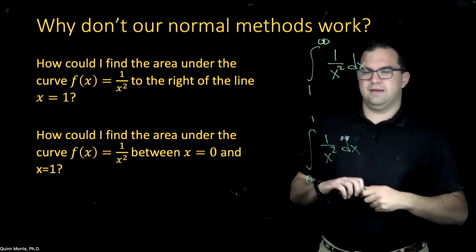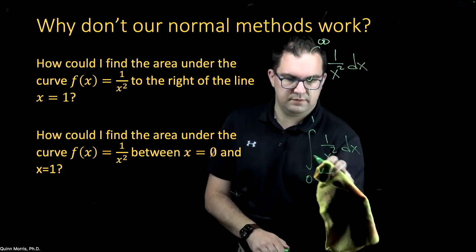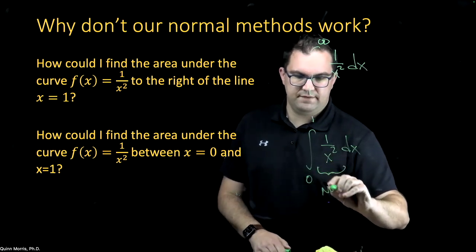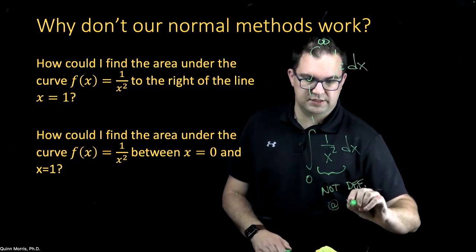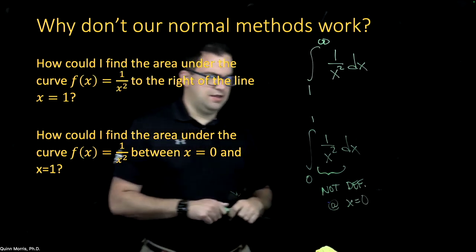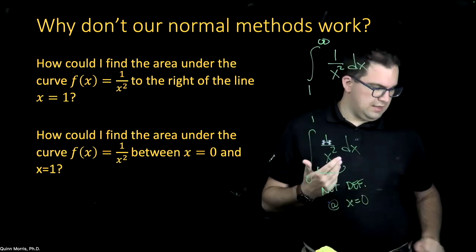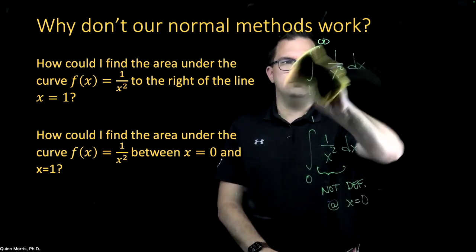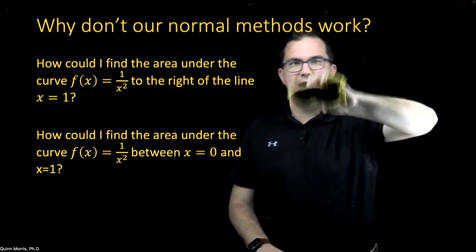That looks okay. The issue I have, of course, is that this function 1 over x squared is not defined at x is equal to 0. That's problematic and means that my normal notion of the definite integral won't work here. So I need to somehow adapt the methods that I have to make sense of problems like this. So let's think about how we might adapt each of these.